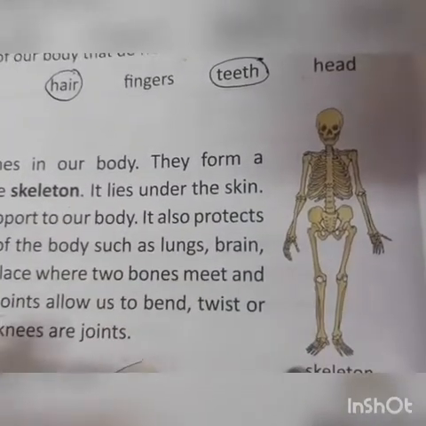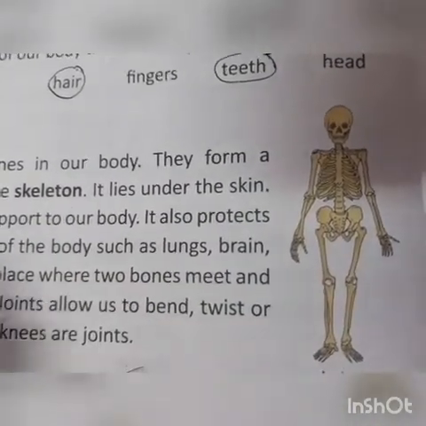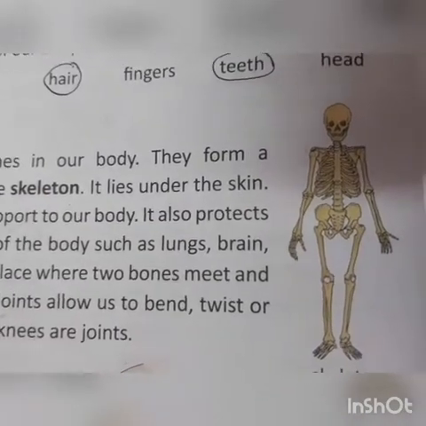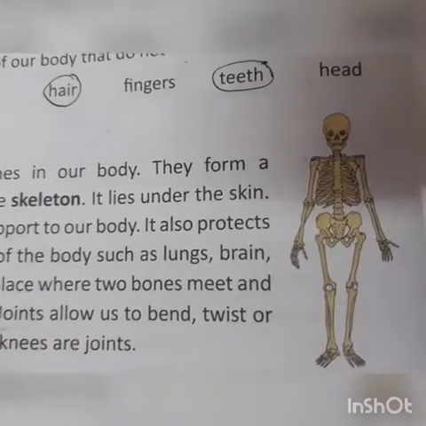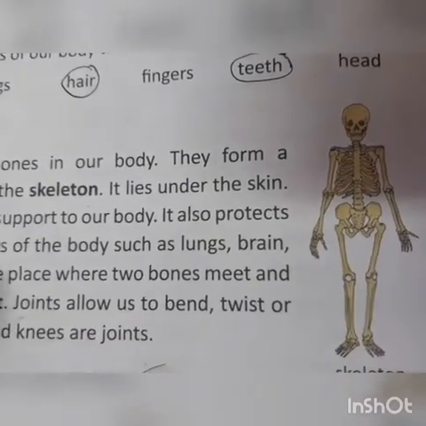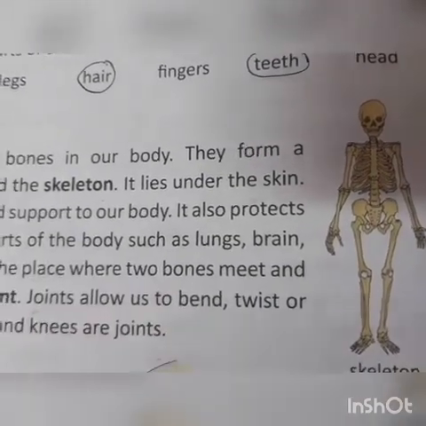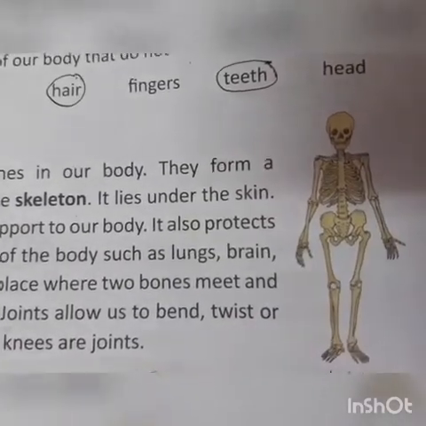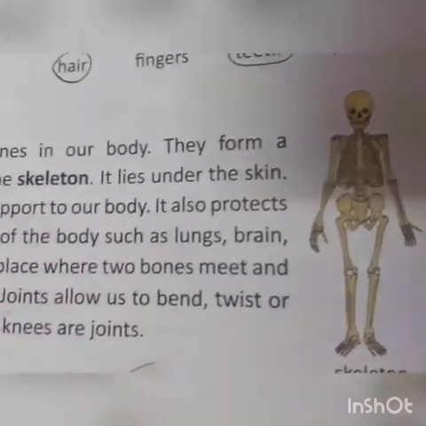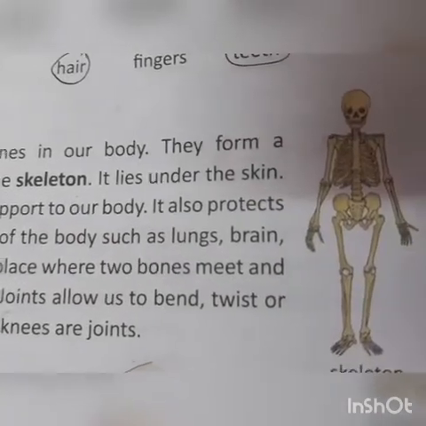Agar haddiyan hi nahi hogi, if bones are not there, then our body will not get any definite shape as we have now. To give that shape, bones are very necessary, and with the help of bones only we can make our body strong also. Agar hamare body mein bones aur muscles nahi honge to hamara body kaisa hoga? Weak hoga. If bones are not there, then our body will be like a small soft ball.